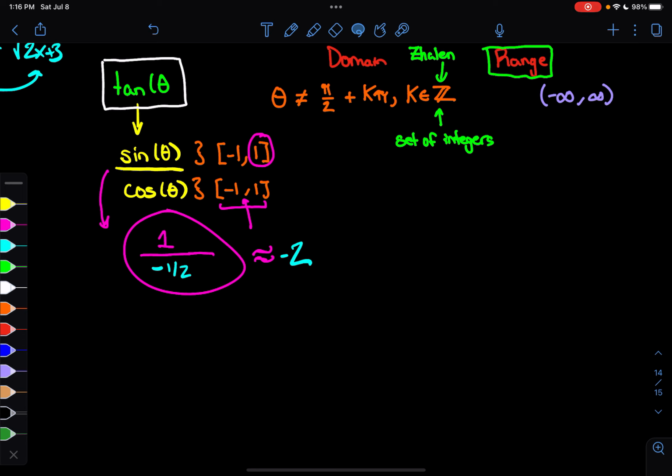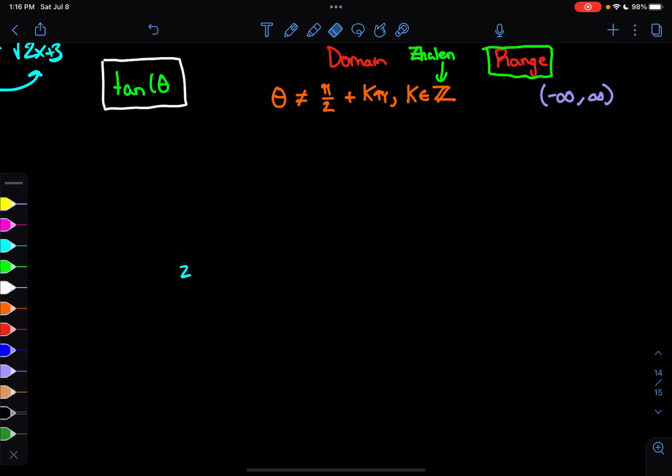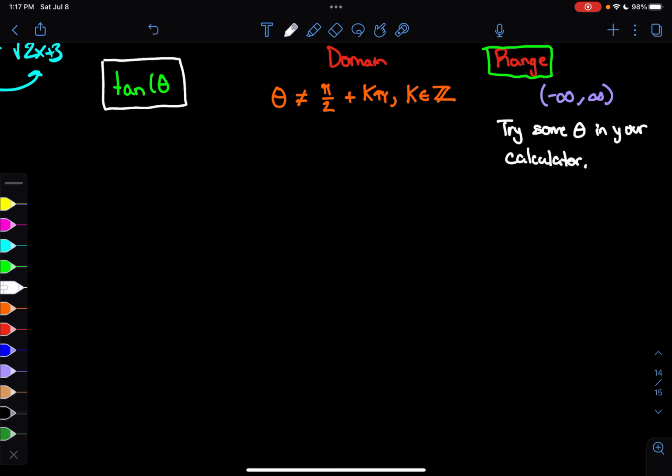So when the dust settles and we erase the stuff on this board that's a little bit extra, and I just try and make this super neat, this is what we have. The domain of tangent is any number that we want, any angle, except for pi over 2, or any pi multiple, okay? Any integer multiple of pi. And the possible outputs, negative infinity to infinity. If you don't believe me, try some values in your calculator. Try some angles in your calculator to kind of reassure yourself. Okay? So that's for tangent.